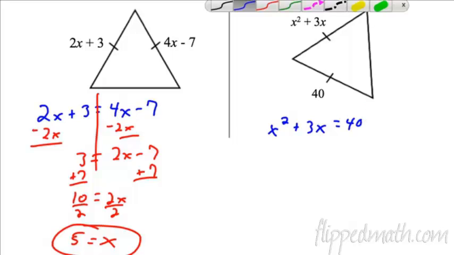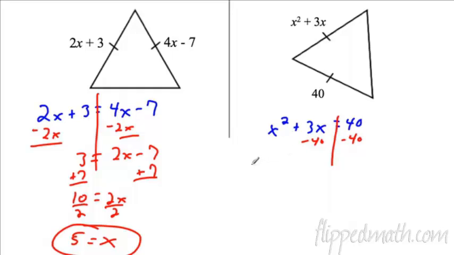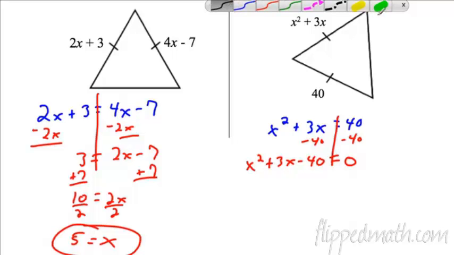So maybe it's been a while since we've solved one of these things. When we have this x squared in here, we want to set it equal to 0. So what we're really going to do is say, okay, let's subtract 40 from both sides. So we've got a quadratic. When we have a quadratic, we're going to set it equal to 0. So we're looking at x squared plus 3x minus 40 equals 0. Now, once we have that, the reason we do that is now we're going to try to factor it. So when it's set equal to 0, we're factoring it.